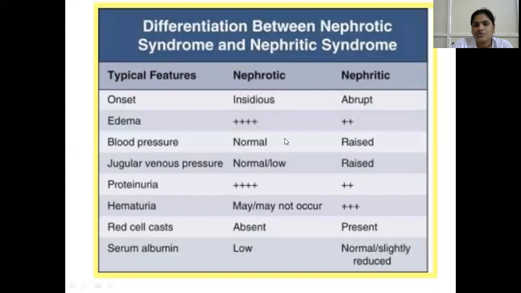As I said, proteinuria is more in the nephrotic when compared to the nephritic. But hematuria may or may not occur in the nephrotic syndrome, but it is compulsorily present in the nephritic syndrome. So red cell casts are absent in nephrotic, present in the nephritic syndrome. Serum albumin levels are low in the nephrotic syndrome and normal or slightly reduced in the nephritic syndrome.